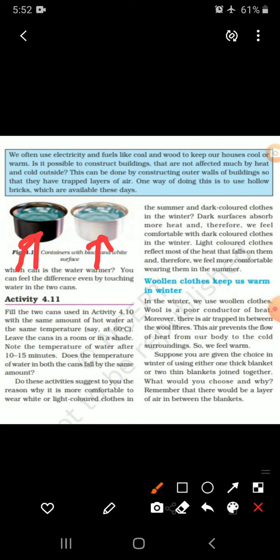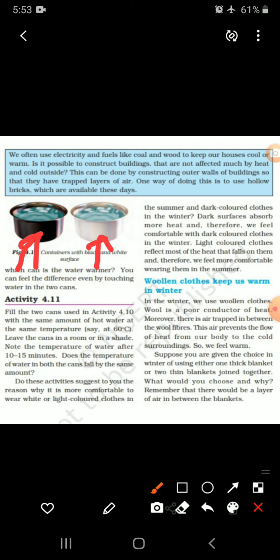Woolen clothes keep us warm. In winter, we use woolen clothes. Wool is a poor conductor of heat. Moreover, there is air trapped in between the wool fibers. This air prevents the flow of heat from our body to the cold surroundings, so we feel warm. Simply, you can say that woolen clothes keep us warm because they trap air between the wool fibers.